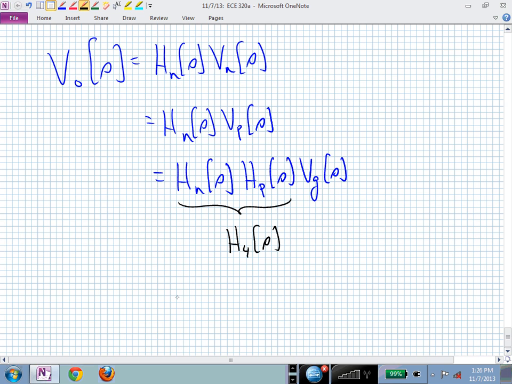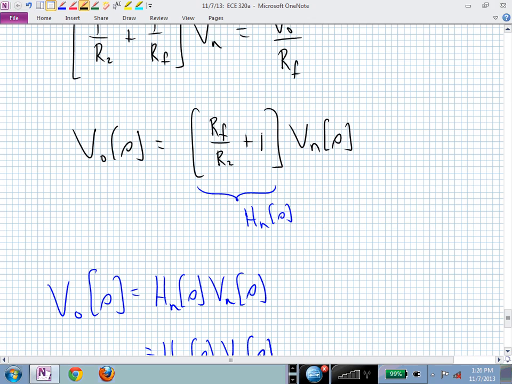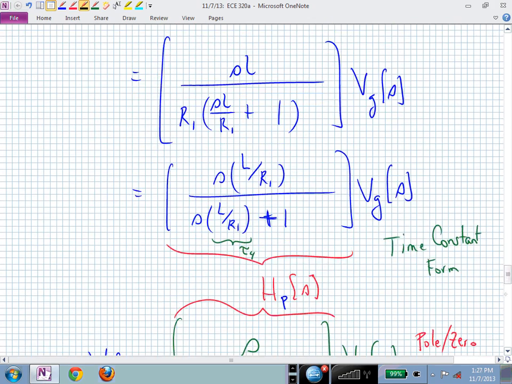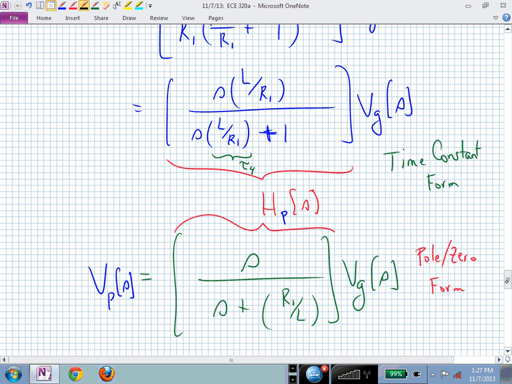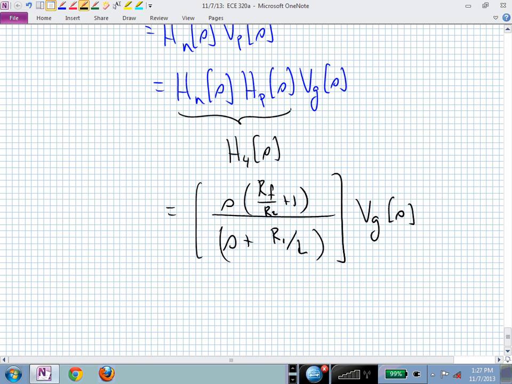And if I put all of those pieces together, what do I have? H sub n was just this R sub F over R sub 2 plus 1, and the other piece, depending on how I want to put it together, let's say it's this piece right here in pole 0 form. That's my H sub P of S. I now have for H sub 4 of S, I have S times R sub F over R sub 2 plus 1, and down here I have S plus R sub 1 over L. And this is the H sub 4 of S.